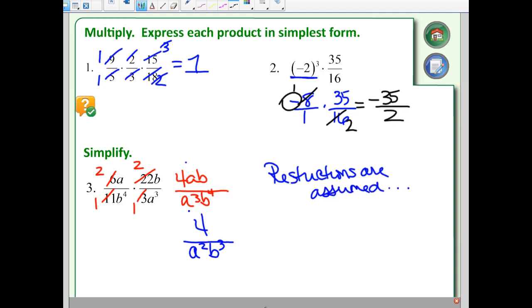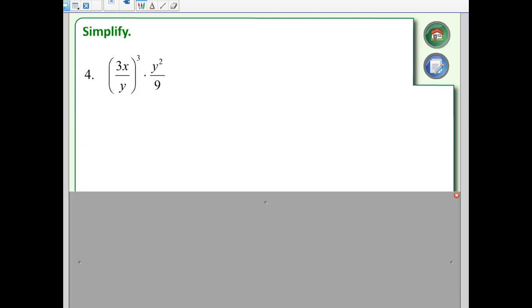Okay, which is kind of nice, which means we don't need to state restrictions anymore. All right. Okay, so let's go on and see what happens now. What do you think we should do first? Excellent. We're going to take care of those exponents first.